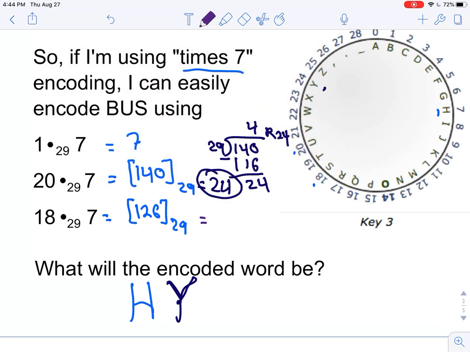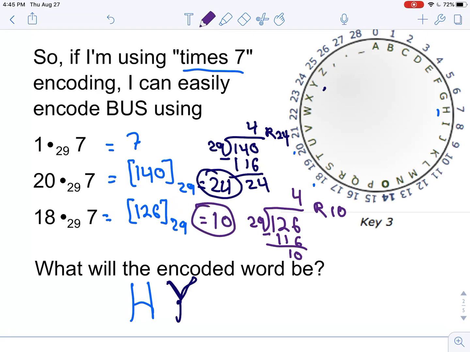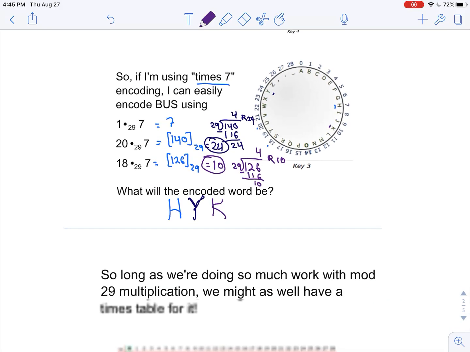Good. And, why not change our color shade? Let's do 18 times 7. 18 times 7 is 126, and we're going to take that at mod 29. 29 goes into 126 4 times. Hey, look, I got the same quotient. But, again, I don't really care about the quotient. You'll hopefully see why momentarily. 4 times 29 is 116. It's the remainder that matters, of course. So this S, which was 18 originally, I'm now going to replace with the 10. That's the K. So voila, I've got my encoded word using times 7 encoding, and it's HYK.